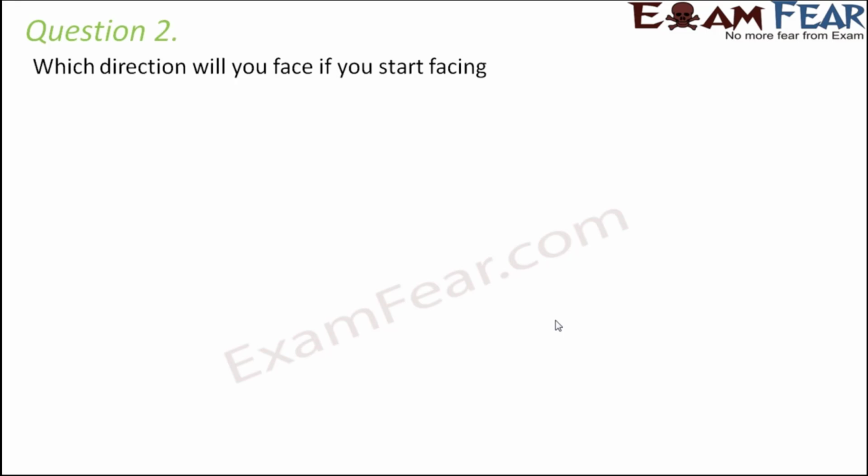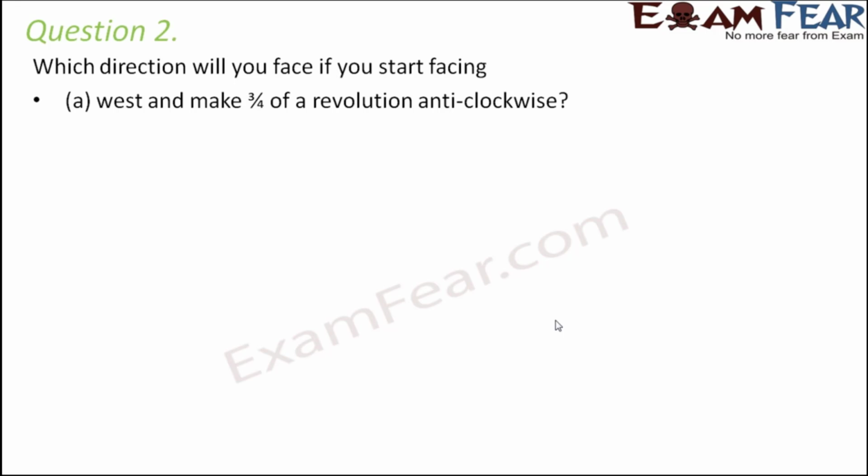Question number 2. Which direction will you face if you start facing west and make 3/4 of a revolution anti-clockwise? Okay, first let us see what are the 4 directions that we have: north, south, east and west. It says that initially you are facing west, right? That's what the question says. That means this is how you are pointing initially. Now this arrowhead shows that your face is towards the west.